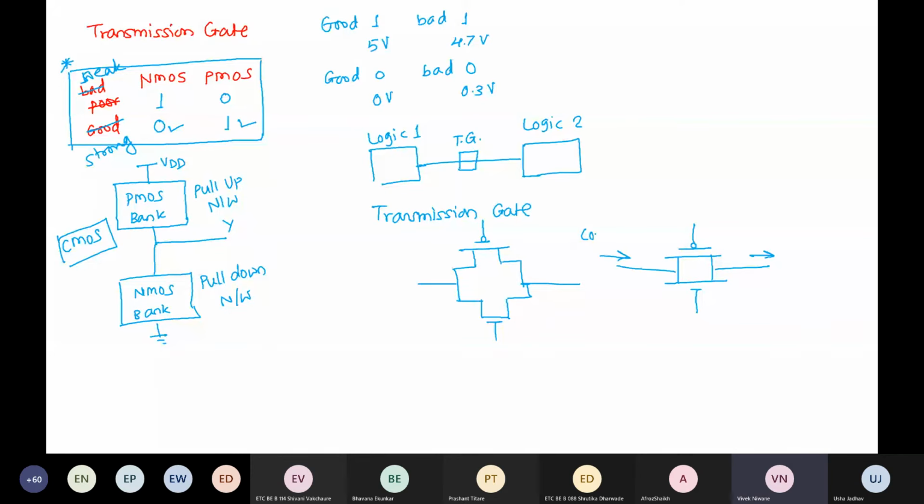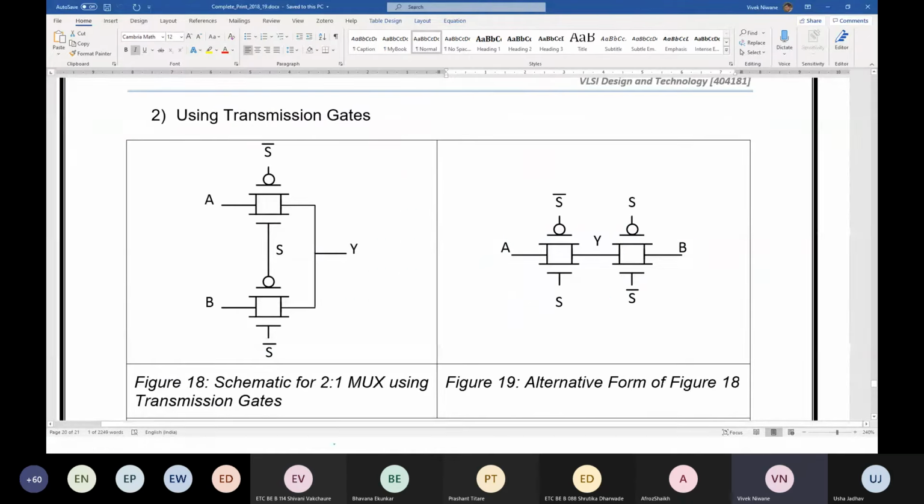If logic 0 comes in, your NMOS is going to provide a good logic over here. If logic 1 comes in, your PMOS is going to provide a good logic at the other side. So we are transmitting the logical values, logic 0 and logic 1, through our transmission gate. PMOSes will give you good 1 and NMOSes will give you good zeros or strong zeros. Okay, so this is a transmission gate, and the same thing is drawn over here in the Word document.